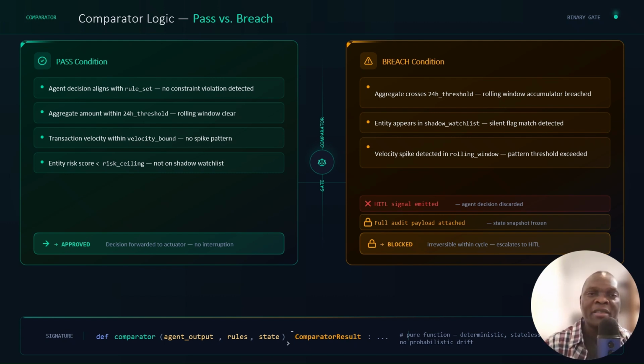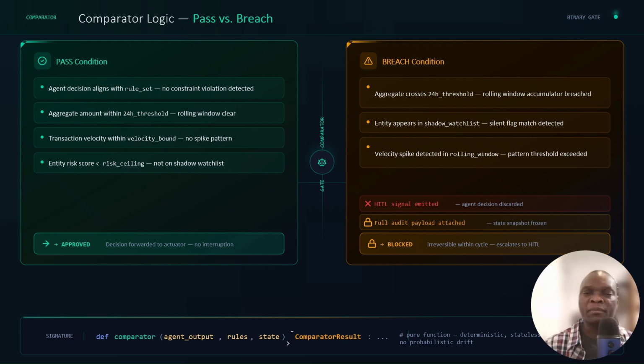The pass path routes the decision to the downstream actuator with no interruption. The breach path is irreversible within the current evaluation cycle. The agent decision is discarded. HITL, human in the loop, that is. HITL signal is emitted, and the full state snapshot is attached to the escalation payload. This design guarantees that a breached decision can never propagate to an actuator without human review. Your thoughts, Gemini, please.